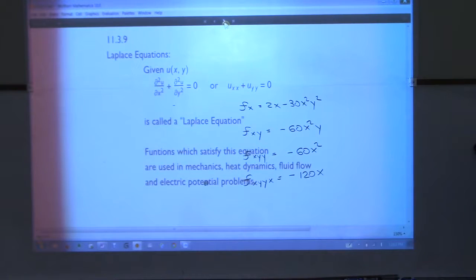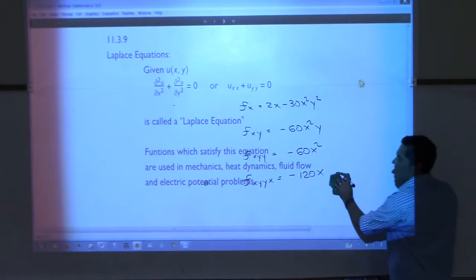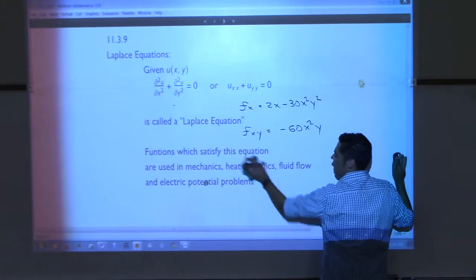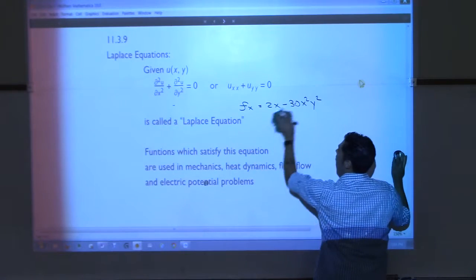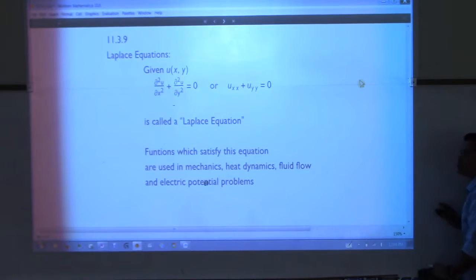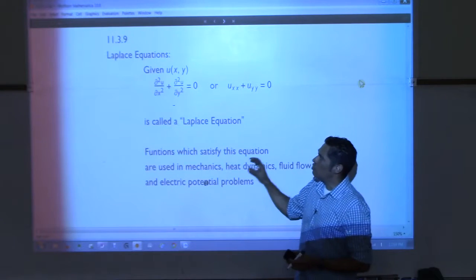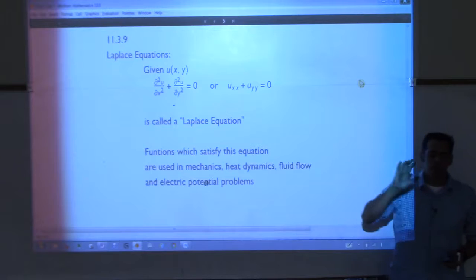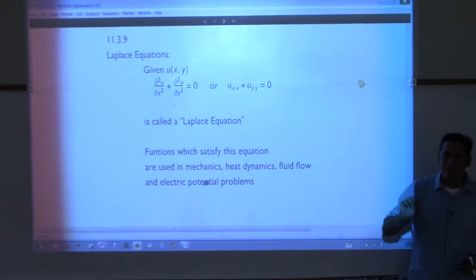This is just a very quick little introduction. In no way, shape, or form can you say we did Laplace in Cal 3 today. No, I'm just very quickly introducing you to what a Laplace equation is. So in mechanics, heat dynamics, fluid flow, electrical potential problems, this equation comes up. And what you're trying to do in these applications is find functions that satisfy this equation.